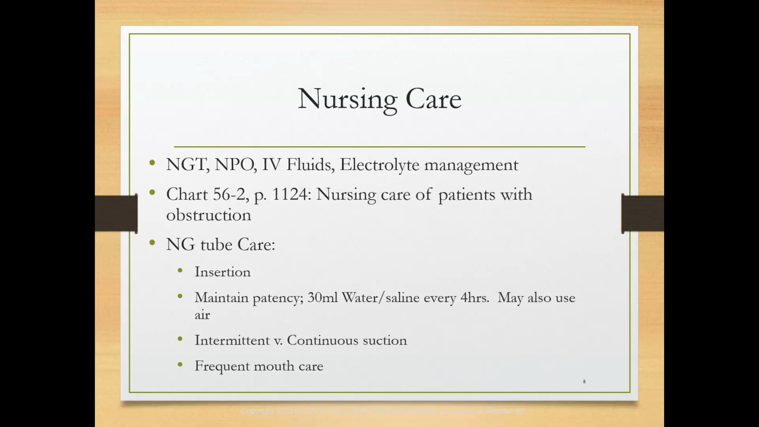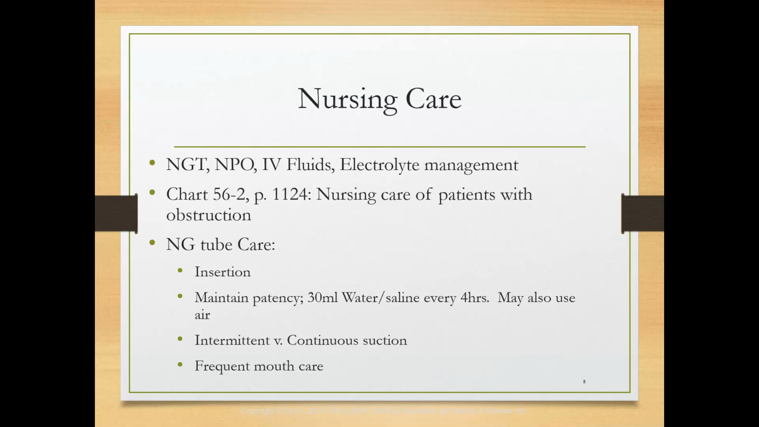So what kind of nursing care can we look at? Well, first of all, we want to make sure that we check out the action alerts for nursing safety regarding NG tubes on page 1124. These patients will generally have an NG tube. They will be NPO. A lot of times they'll have IV fluids for electrolyte management.